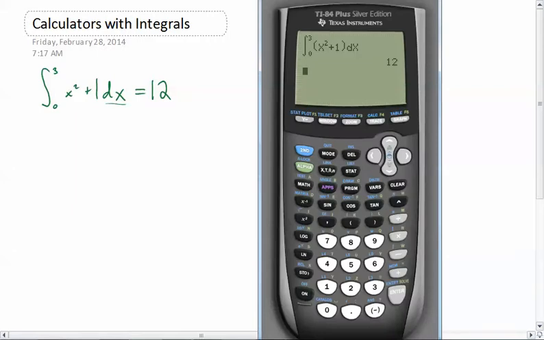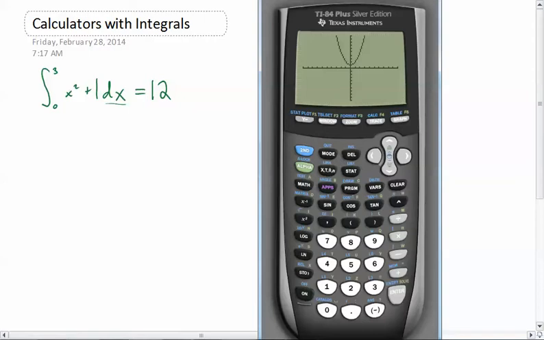Alright, now from there there's actually another way to do it. You can also do it by graphing. So if we go into y equals and we type in x squared plus 1, so that is your y. Now what you can do is go to your graph, and there's the graph.